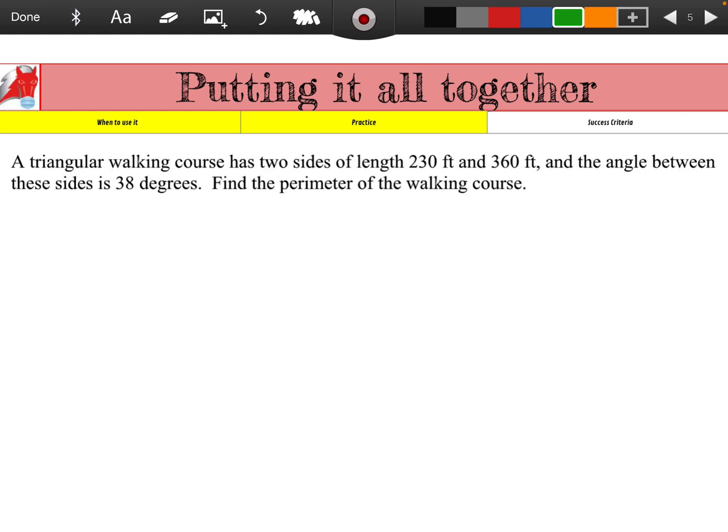So you're going to have to draw a quick picture and figure out how you can use trig, law of sines, or law of cosines. You only have to solve for one thing, and then find your perimeter. Try it out, see what you get, and come back and check it out. All right, so it doesn't matter how you draw it, but what you're going to end up with is 360 here, 230, and in between you're going to have 38.